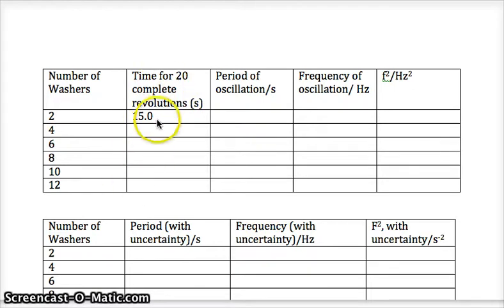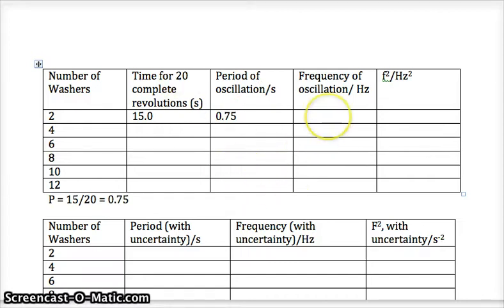So let's say it's 15 seconds, so that's the number that I have right here. Now the period of oscillations is just going to be your time for 20 revolutions divided by the number 20. So the period of oscillation is just going to be 15 over 20, which is 0.75. I have no idea if these are the numbers you're going to get. I'm just making these up to show you how it works.